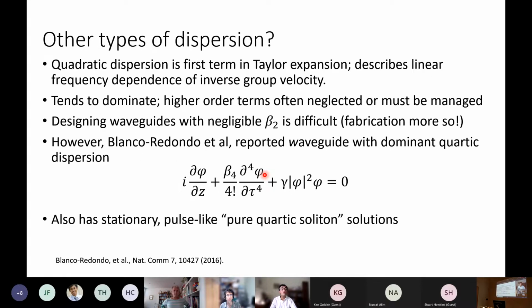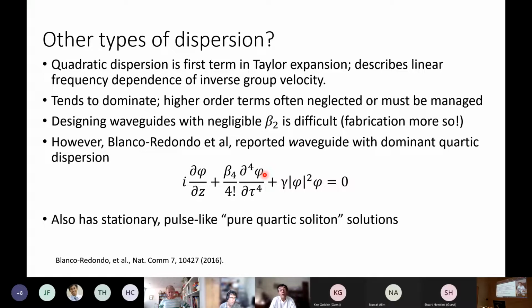Now, there's a good reason for that, because this quadratic dispersion, which describes the linear dependence of the inverse group velocity with frequency, is kind of the first term in a Taylor expansion. And so it's more or less always there. It usually dominates. And if it doesn't, then the mindset has been, oh, we can neglect it because it's small, or it somehow needs to be managed.